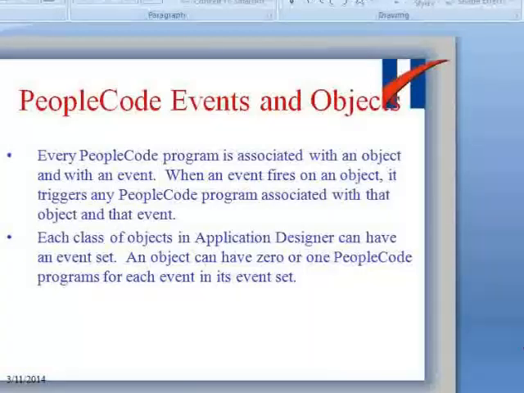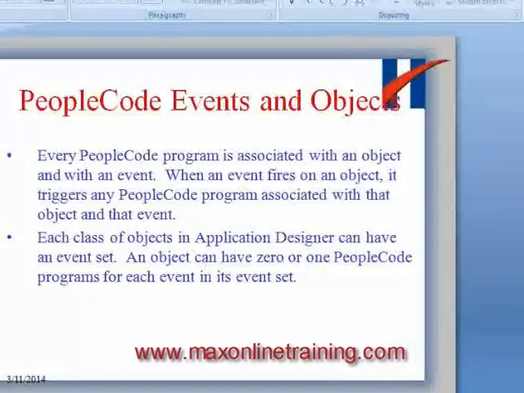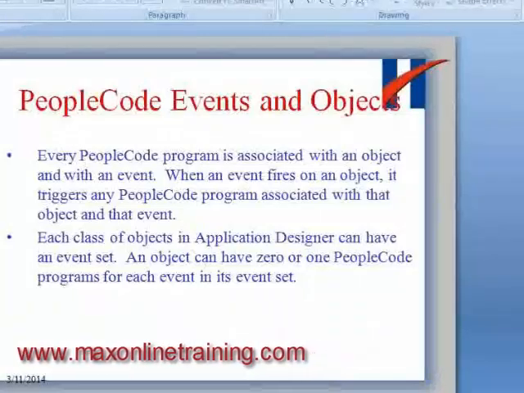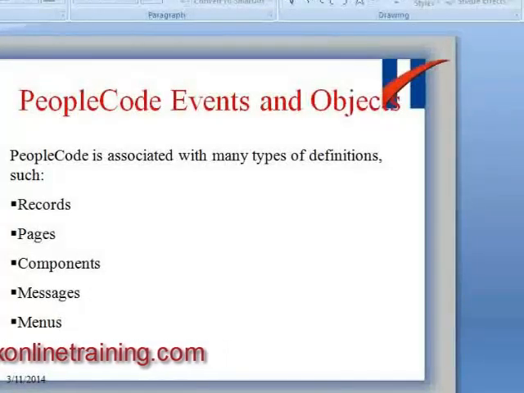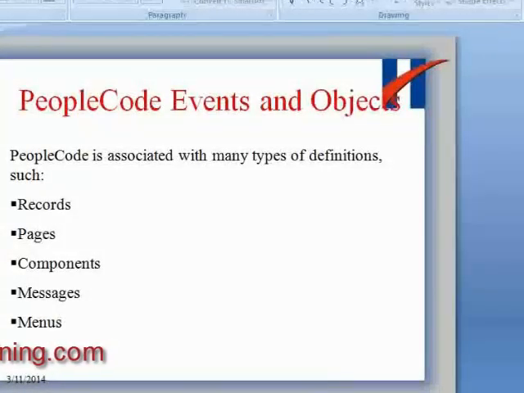Every PeopleCode program is associated with an object and with an event. When an event fires on an object, it triggers any PeopleCode program associated with that object. First of all, where are the events? In these places: records, pages, components, messages and menus. All these places are holding the events.